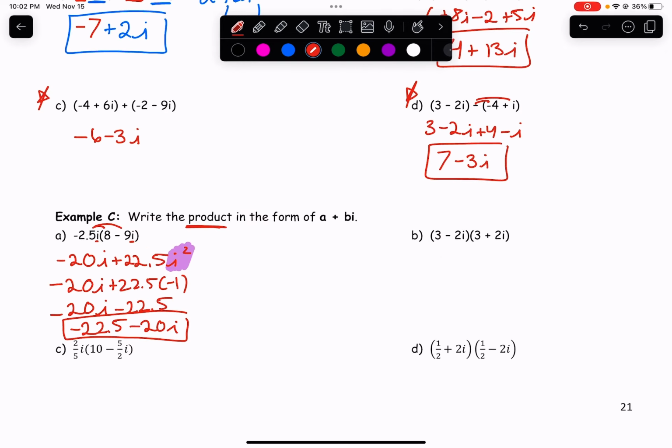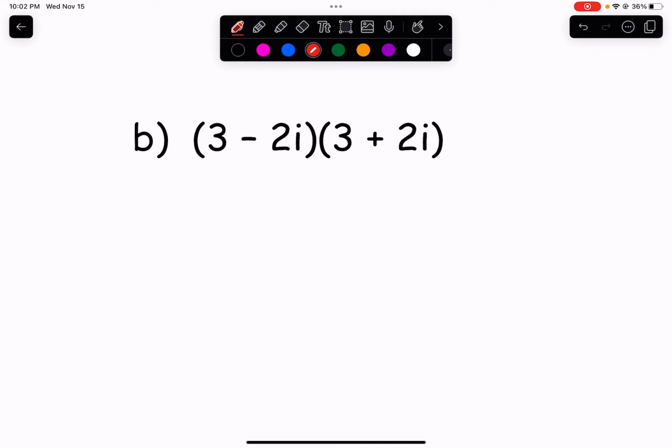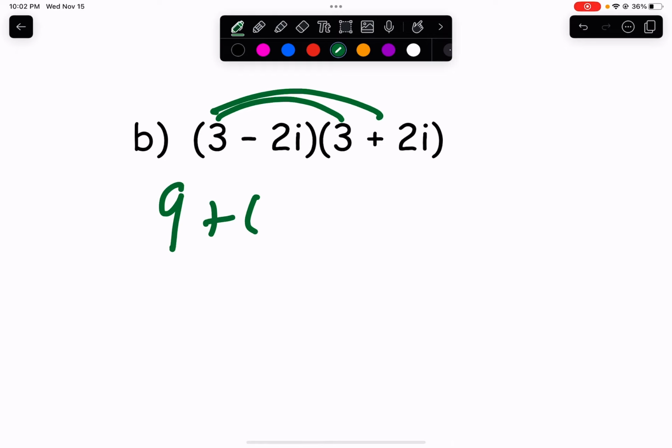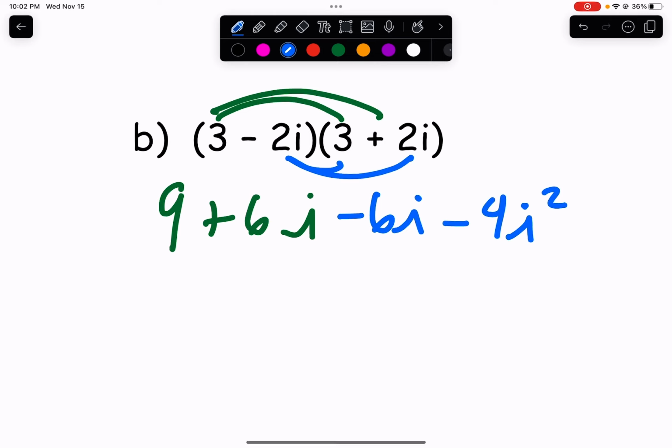All right, next one. And really, you're just going to FOIL this out, something you guys are very well acquainted with. So we get 9 plus 6i minus 6i minus 4i squared. We combine our like terms. These guys can go away. And I have 9 minus 4i squared.